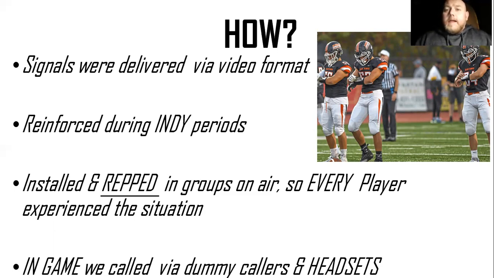And then during the indie periods, we would reinforce the signal. So once we broke down into our individuals, if we were running, let's say we were running inside zone that week, okay, we would tell the running backs when we're preparing the drills, we're running Oregon, if it was Oregon, and we just do the O signal. That would have been our signal for the run play, Oregon. So that signal meant inside zone. So then the running backs knew straight away inside zone. Always inside zone.